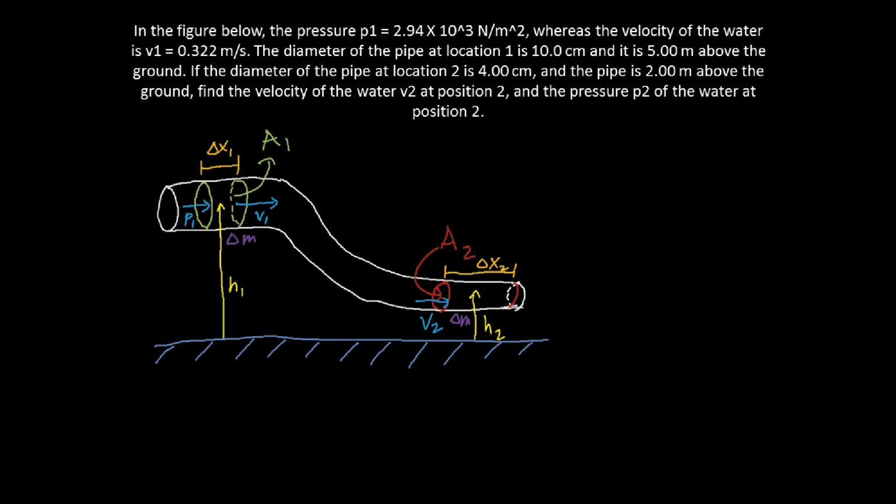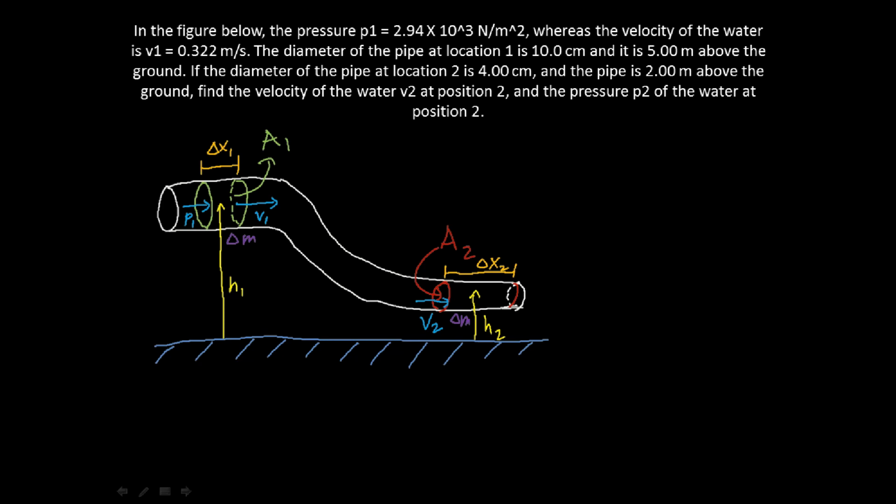So, let's read. In the figure below, the pressure P1 equals 2.94 times 10 raised to 3 newtons per meter squared, whereas the velocity of the water is V1 equals 0.322 meters per second. The diameter of the pipe at location 1 is 10.0 centimeters, and it is 5 meters above the ground. If the diameter of the pipe at location 2 is 4 centimeters and the pipe is 2 meters above the ground, find the velocity of the water V2 at position 2 and the pressure P2 of the water at position 2.